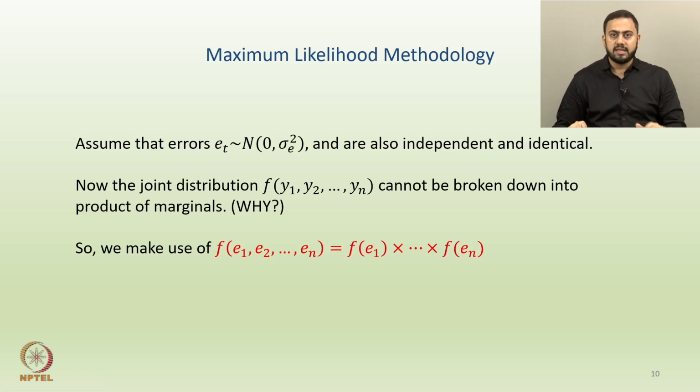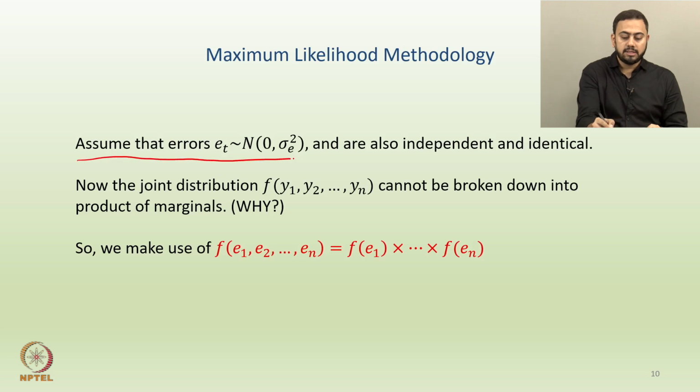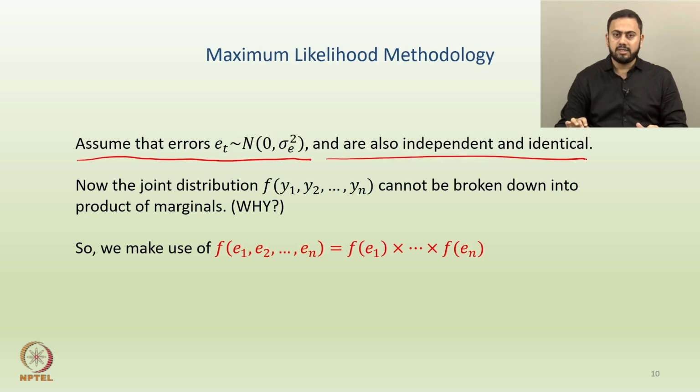Now, the next idea is MLE, or the maximum likelihood methodology. Here we require some assumptions: let us say the error vector, or all the random errors, follow some normal distribution again, where the mean is 0 and the variance is sigma square e, and on top of that all these errors are also independent and identical. So, these are some assumptions that we require.